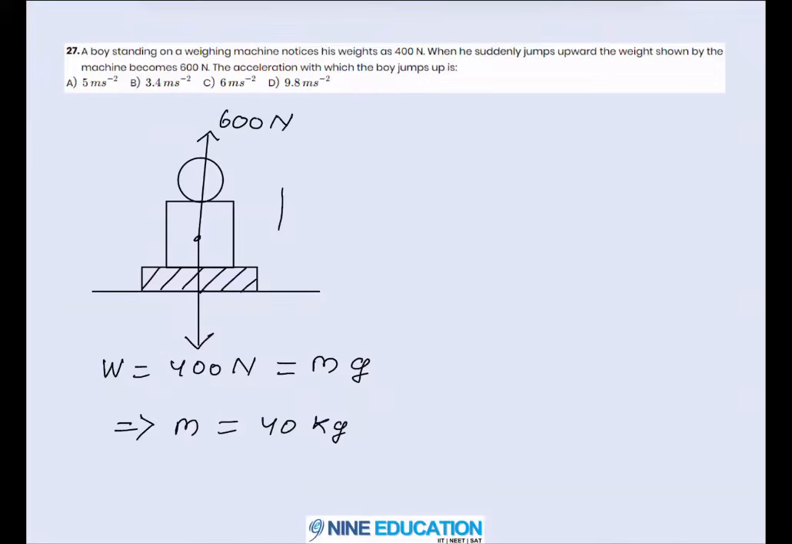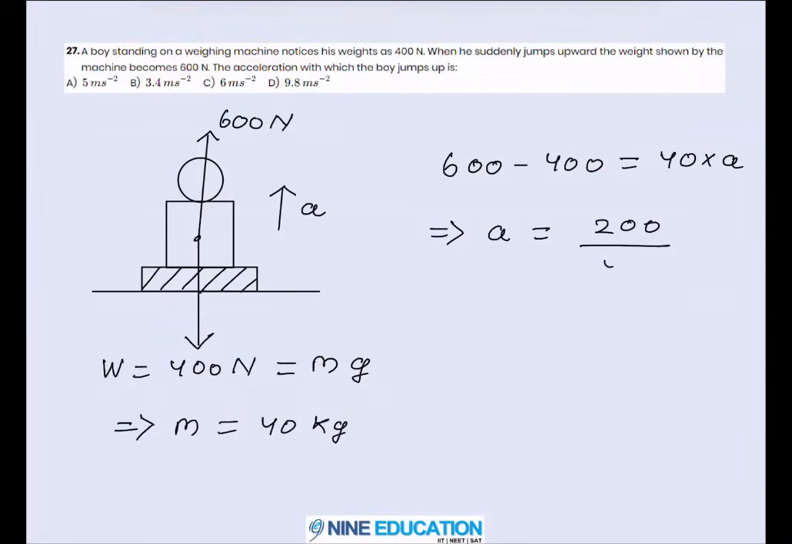Now, let's say that the acceleration of the boy is A in the vertically upward direction. From the FBD, we can straightforwardly write down that 600 minus 400 Newton will be equal to mass of the body, which is 40, into acceleration of the body, which is A. And hence, the acceleration of the body is about 200 by 40, which is 5 meter per second square. Answer is option A.